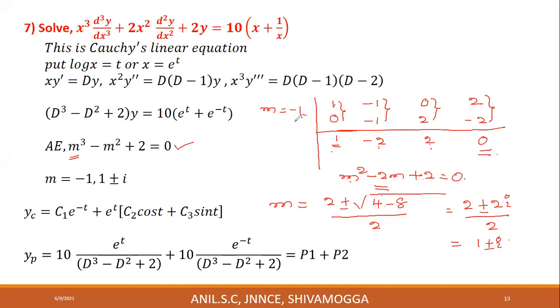So collectively, we have 3 roots. m is equal to minus 1, 1 plus i, 1 minus i. These are the roots.